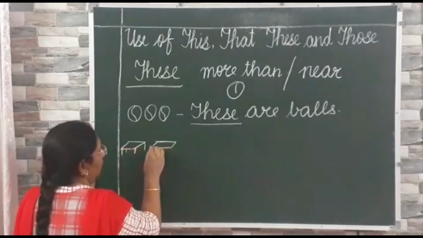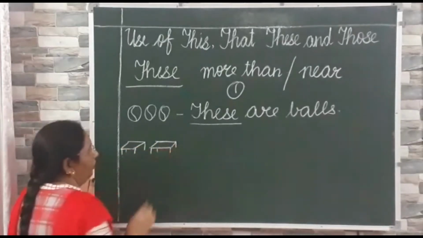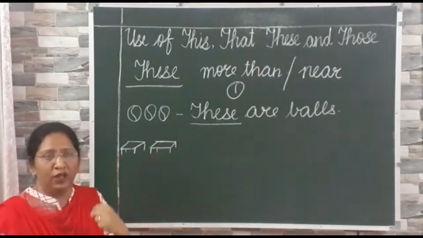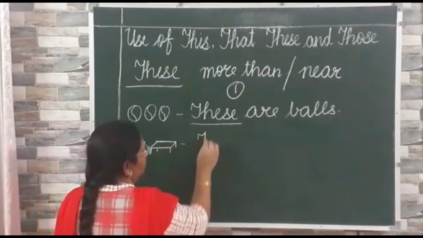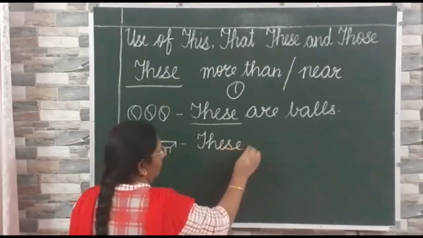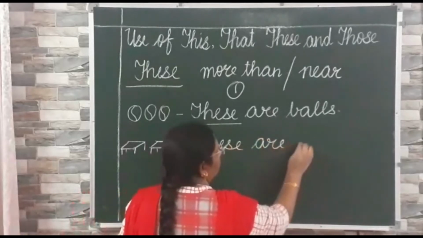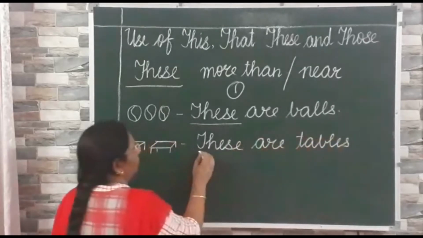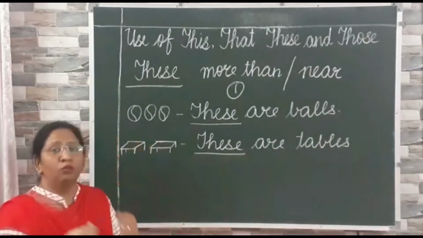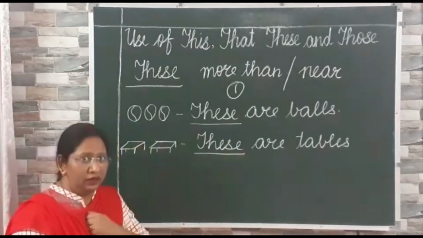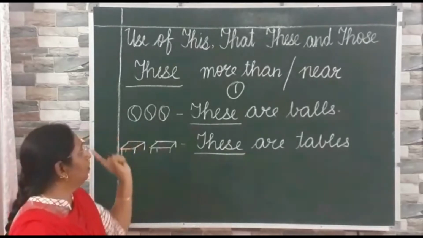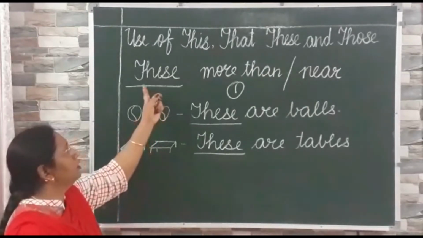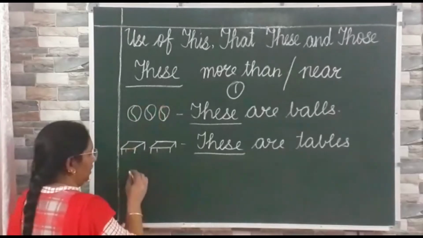What do you see? Tables. And how many tables are there? 1, 2. And 2 is more than 1. So what will we use? These are tables. Tables. Why these? Because tables are more than one and near to us. Okay? So if nouns are more than one and near to us, what do we use? We use these. Let's take one more example.